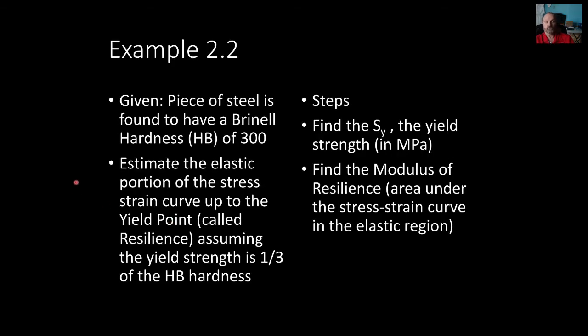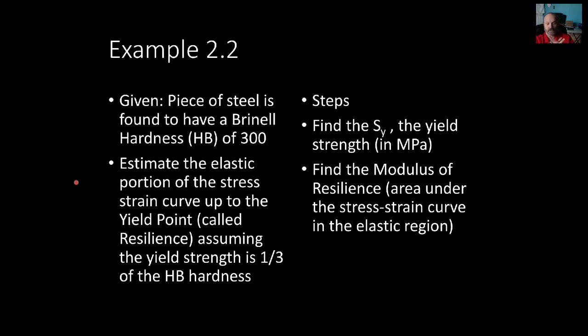So example 2.2 in the book, I refer you to that. You should read through that and try to do this example. I'm going to step through it here. What they talk about is you're given a piece of steel that's found to have a Brinell hardness, an HB hardness of 300. You want to estimate the elastic portion of the stress strain curve to the yield point, and this is called resilience.